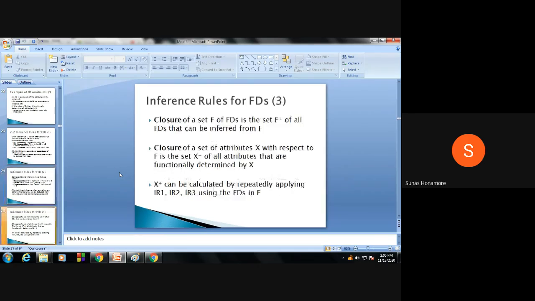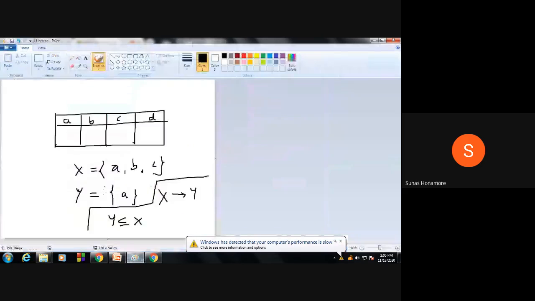Next one we study is closure, the closure of set f. Here f is the set of functional dependencies in a relation; whatever will come, we can write it inside one set, and that we will call f. Suppose consider in this one, a to b functional dependency is there, suppose. Then c to d is there.